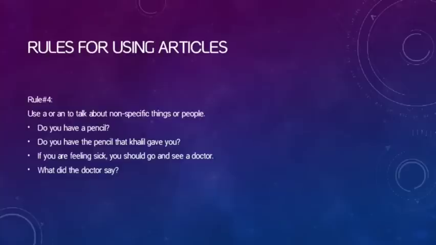Now what is rule number four? Rule number four is use a or an to talk about non-specific things or people. Let's have a look at this example. Do you have a pen? Now, if I ask this question, that probably means I need a pen to write. I say a pen because that means any pen. I don't care about any specific pen. Compared to this, the next sentence is, do you have the pencil that Khalil gave you? Here I am verifying a specific thing.